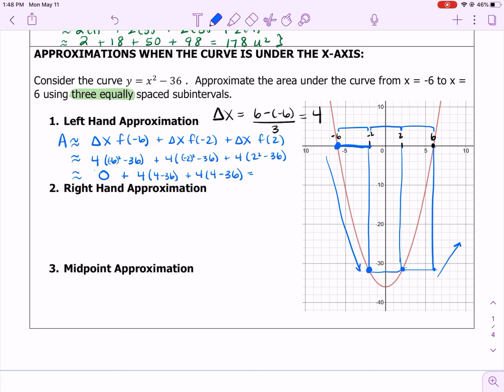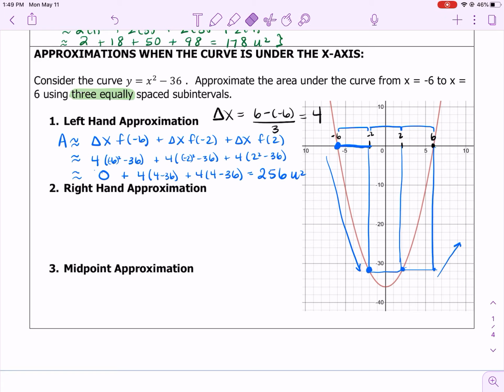32 times 4, right? We got 32 times 4, 128. And then if we multiply that by 2, that's going to be 256 square units. So again, if we're doing a left-hand approximation in this case, we have 256 square units. We wouldn't be able to tell overall if this value is an over approximation or an under approximation, since at some points on this interval the graph is decreasing, while at other points on this interval the graph is increasing.